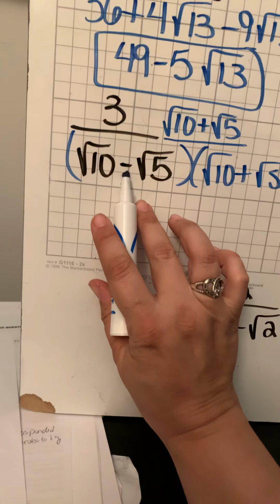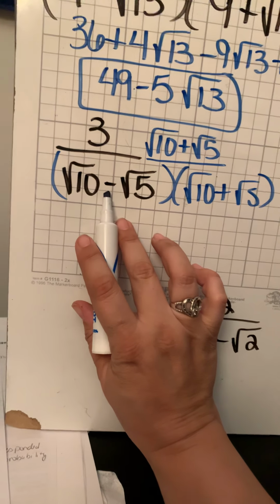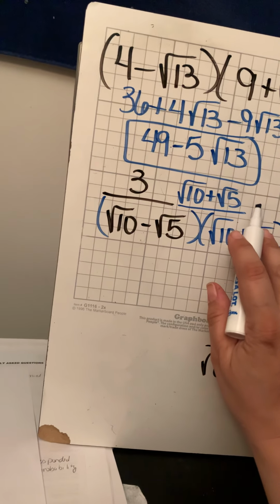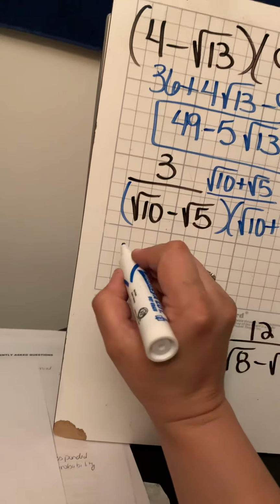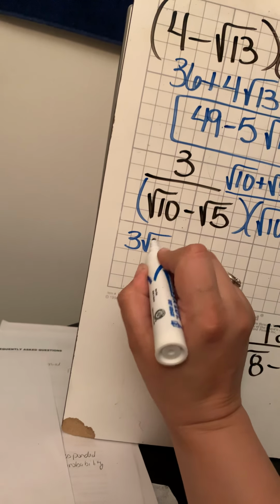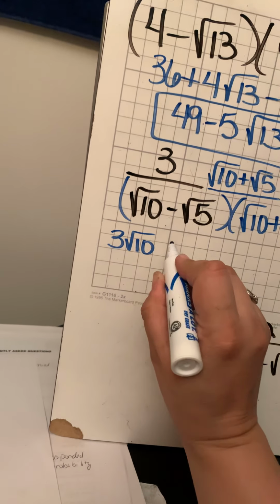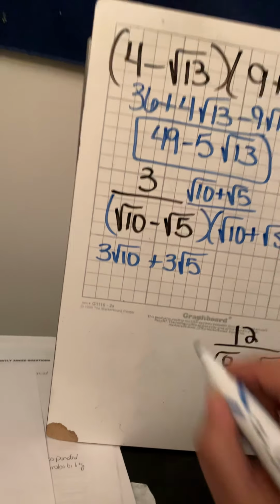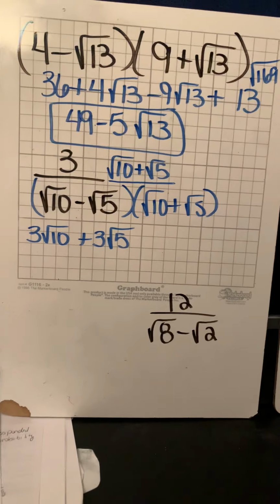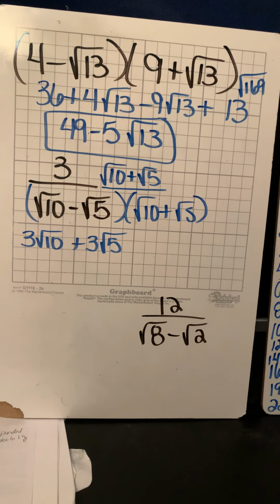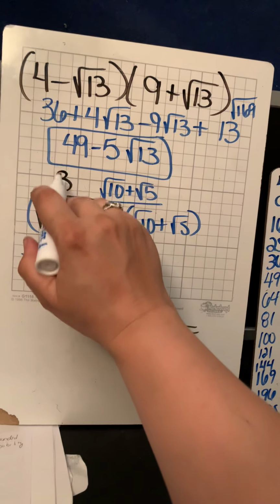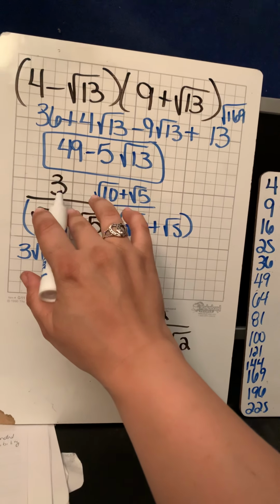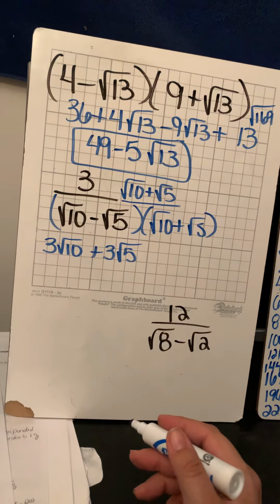So if this would have been positive, what would I have changed it to? A negative. So now this one here, I'm going to distribute through. So 3 times root 10, I'm going to leave it as 3 root 10, plus 3 times root 5, we leave it as 3 root 5. One thing I always tell people when we're multiplying these: real to real, radical to radical. If this would have been root 3, I would have multiplied it into those radicals, but since it's a real part, it just goes out in front of those radicals.